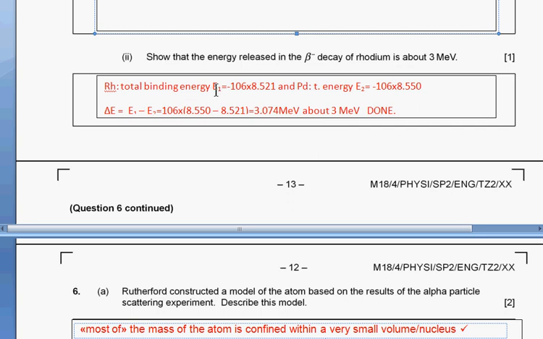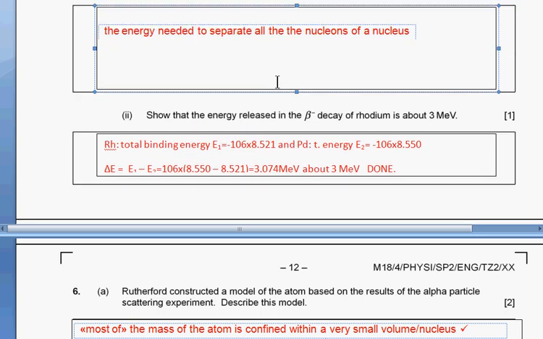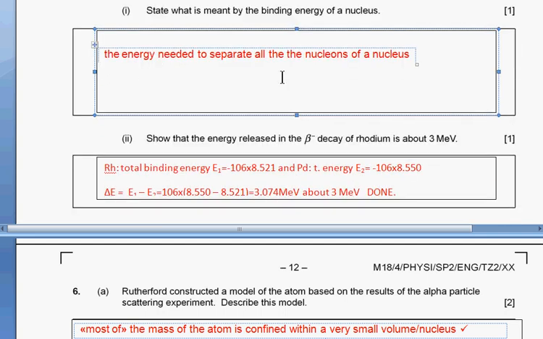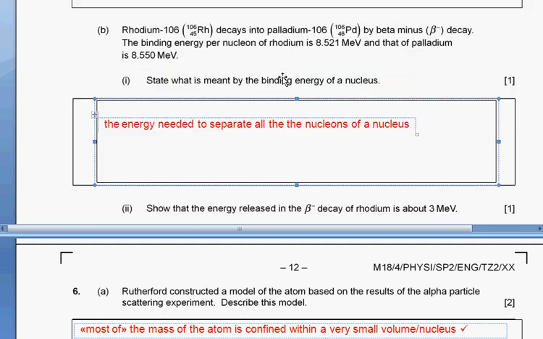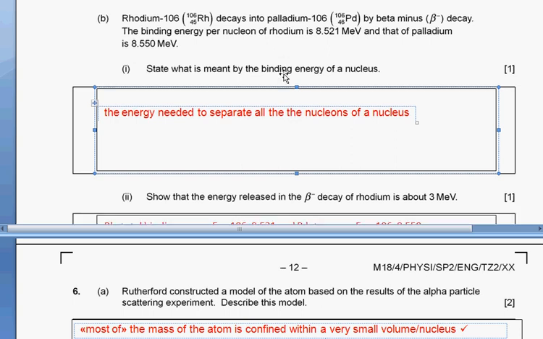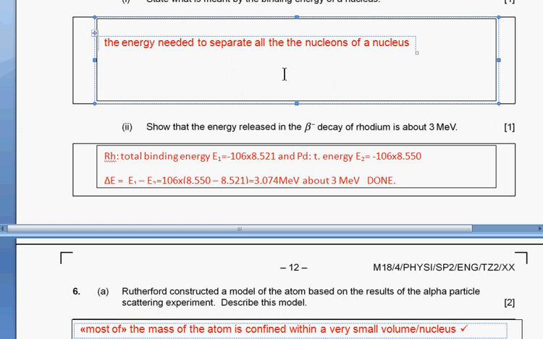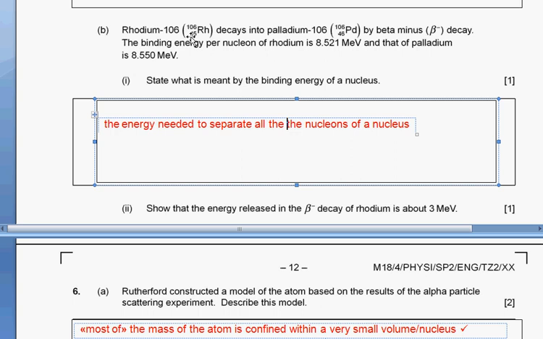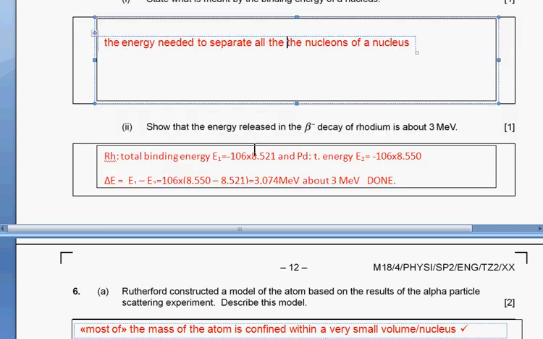Total binding energy we calculate, so we look at the number of nucleons, 106, multiplied by binding energy, so we have the total energy of reassembling the nucleus into nucleons. Find the difference, and the difference appears to be 3 mega electron volt.